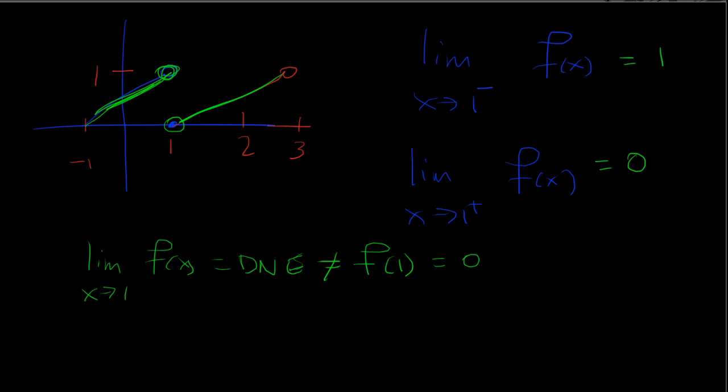And if we look at x equals 3, there's a hole there. It's not defined at x equals 3. So the 2 points where the function is not continuous are at x equals 1 and x equals 3.